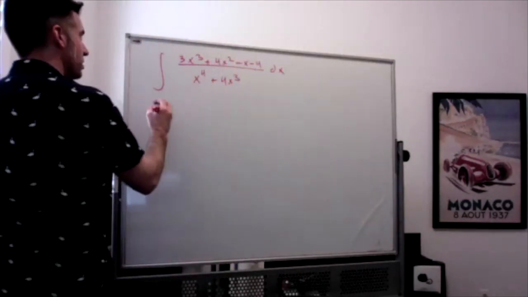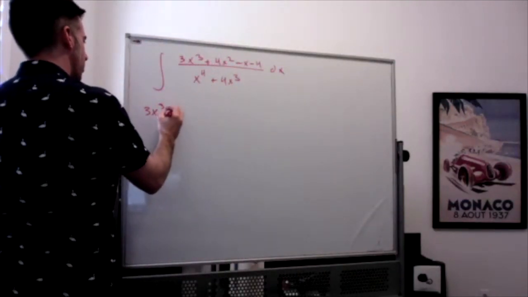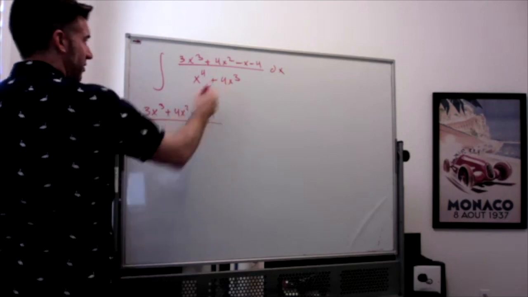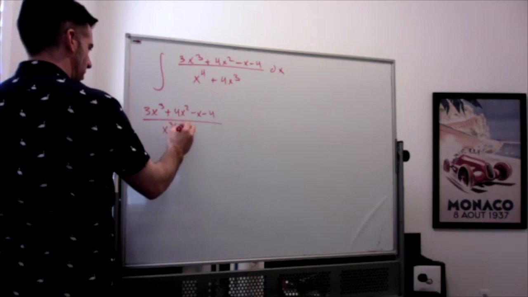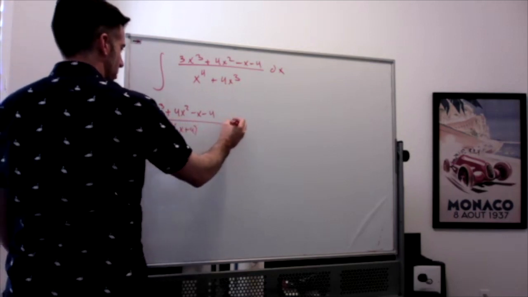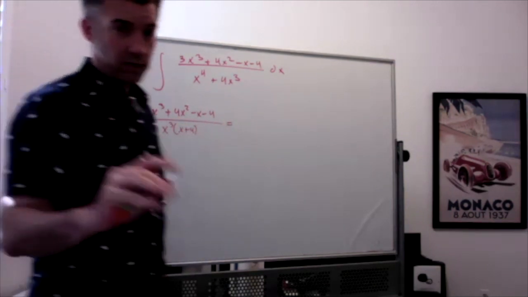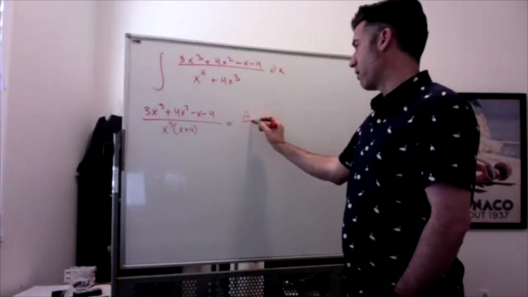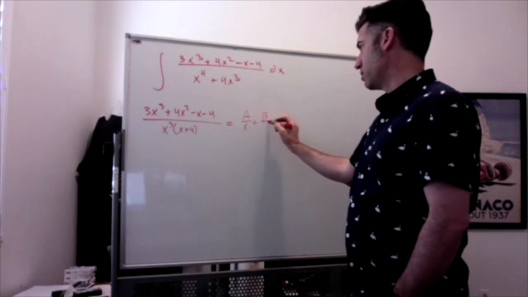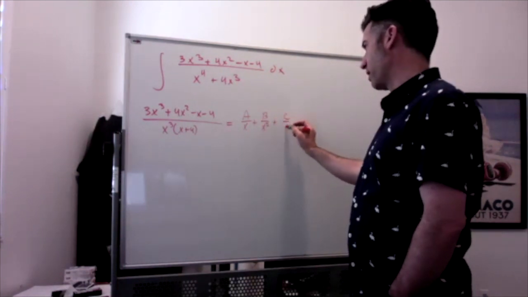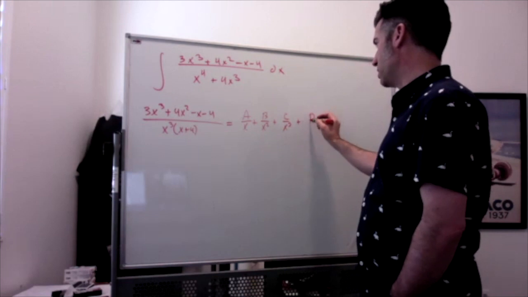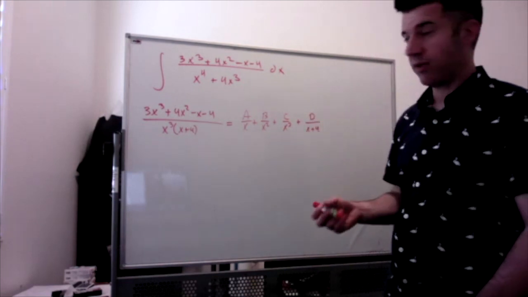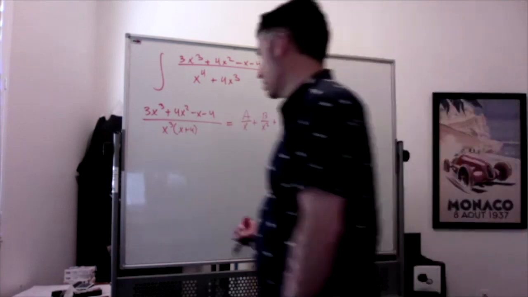So we can factor this. We get 3x cubed plus 4x squared minus x minus 4 divided by, this factors as x cubed times x plus 4. So we're going to have to write 4 terms here for our partial fraction decomposition. We have A over x plus B over x squared plus C over x cubed plus D over x plus 4. So we're going to multiply everything by this common denominator.